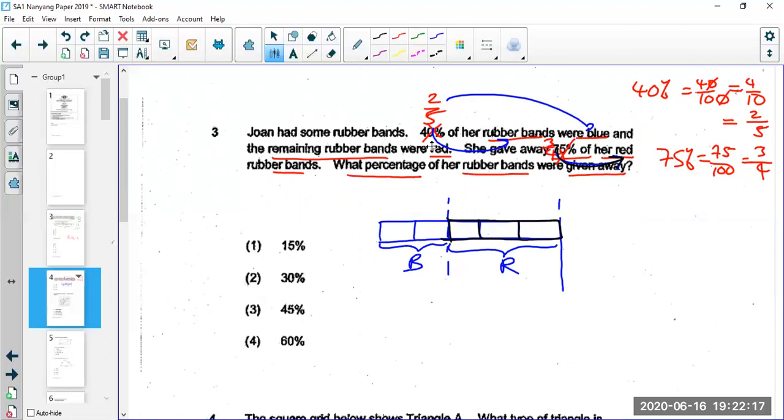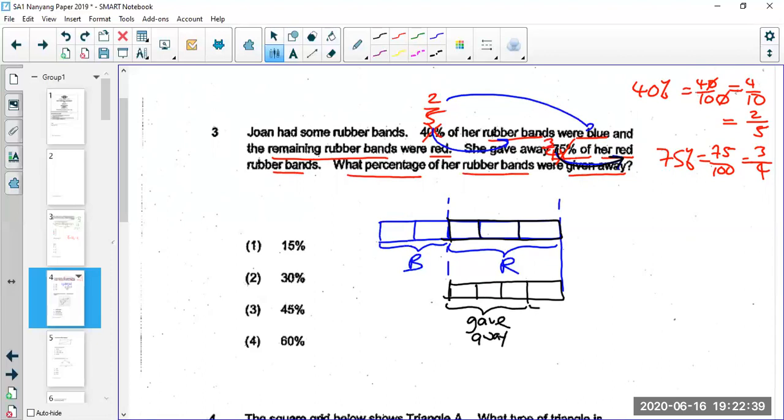But if you cannot cut, so what do you do? You drop down. So when do you drop down? You drop down when you cannot cut the rectangle into 4 boxes. Then now you can cut already. Okay? And then she gave away 3/4 of the rubber bands. So over here, this is what she gave away.